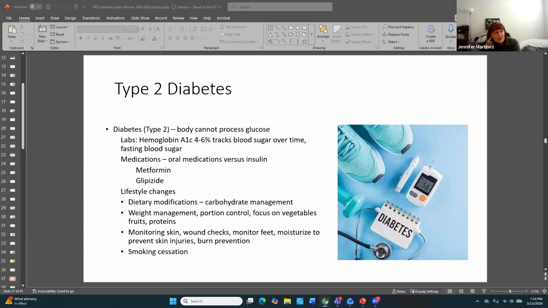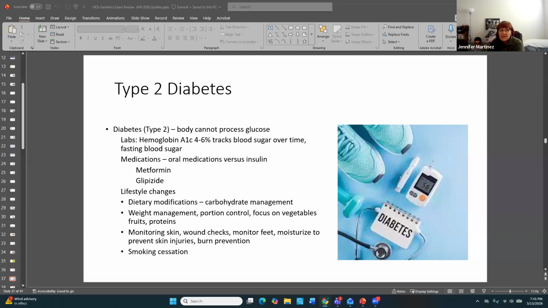But those lifestyle changes, right? Dietary modifications, really big to make sure that we are managing those carbohydrates. Weight management, especially if they're overweight, even losing as little as 10% of their body weight can have significant positive effects on glucose management. Portion control, increasing vegetables, proteins, fruits, again, decreasing carbohydrate intake.